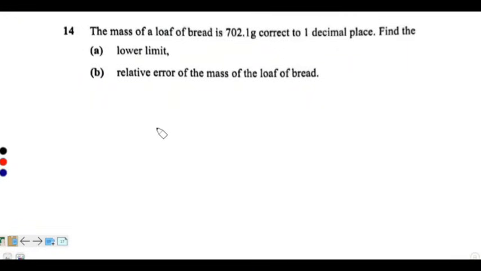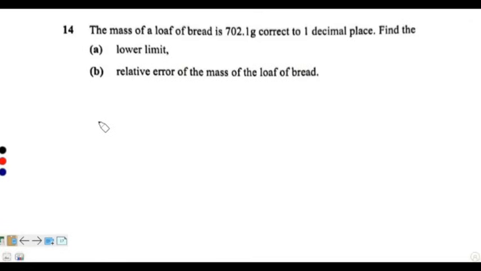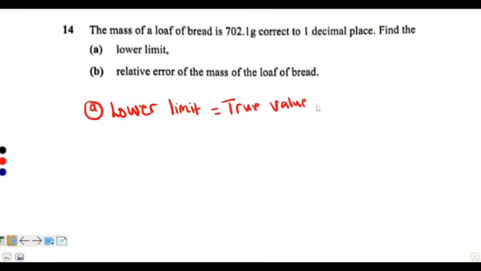Alright guys, so we have now come to question 14. Question 14 reads, the mass of a loaf of bread is 702.1 grams, correct to one decimal place. Find A, the lower limit. So we are going to start with question A, where they have asked us to find the lower limit. So how do you find the lower limit? You find the lower limit by using a simple formula where you say true value, or recorded value, minus absolute error. So this is the formula that you are going to use.